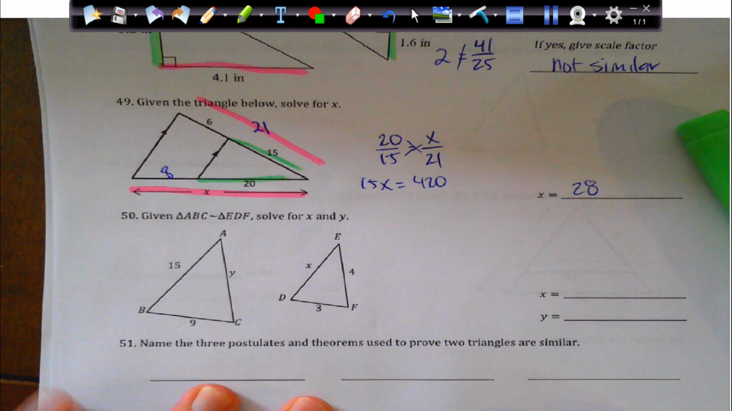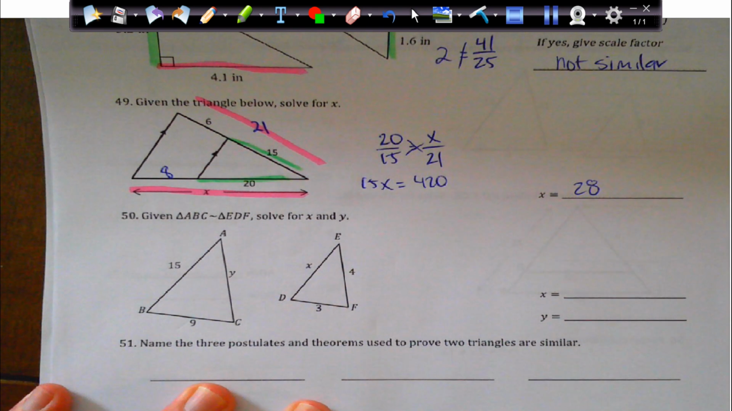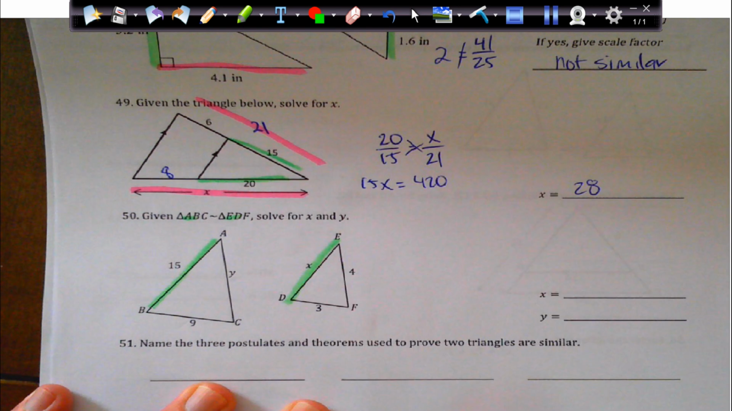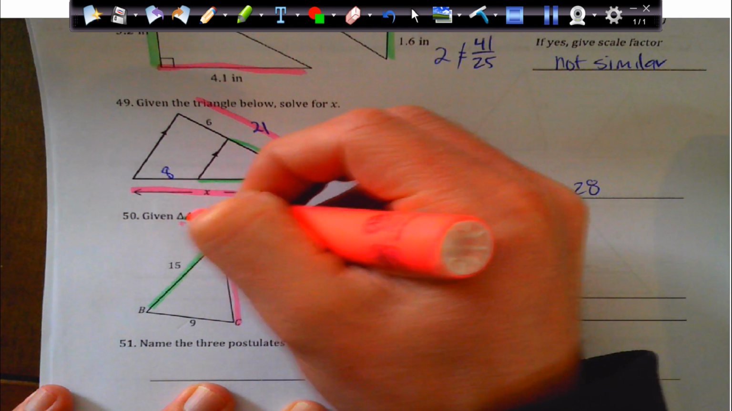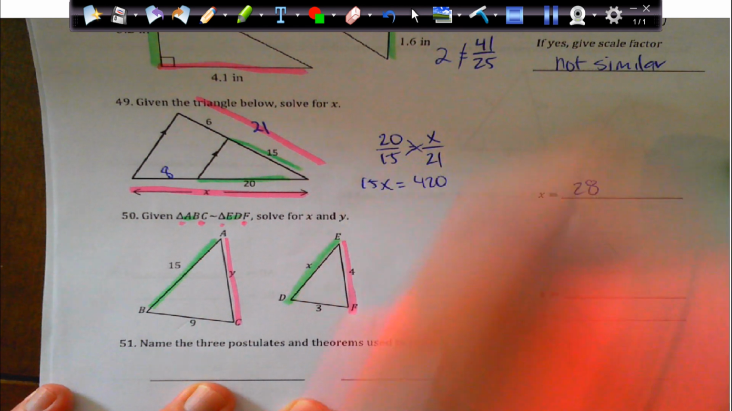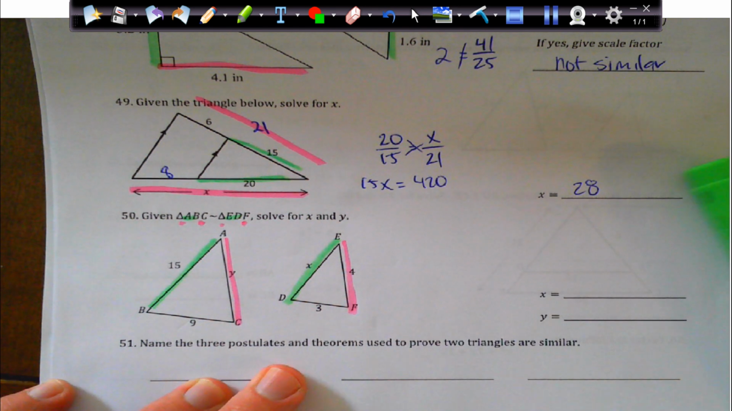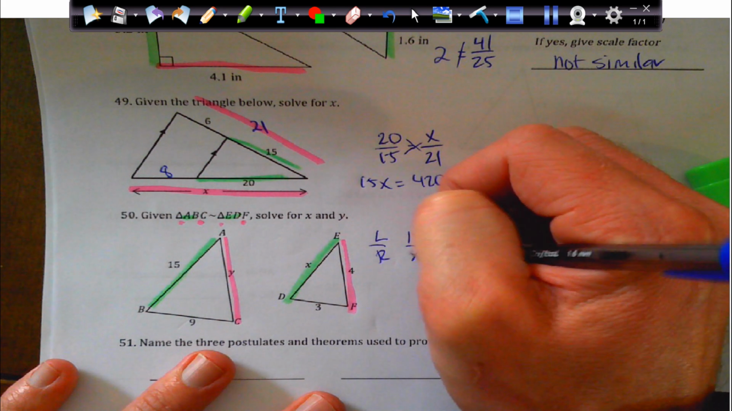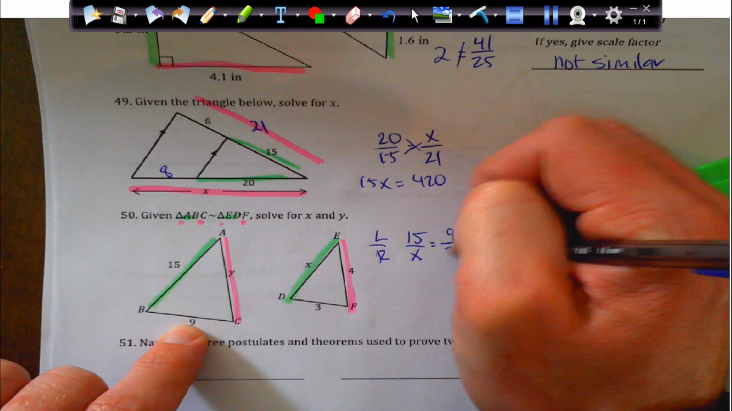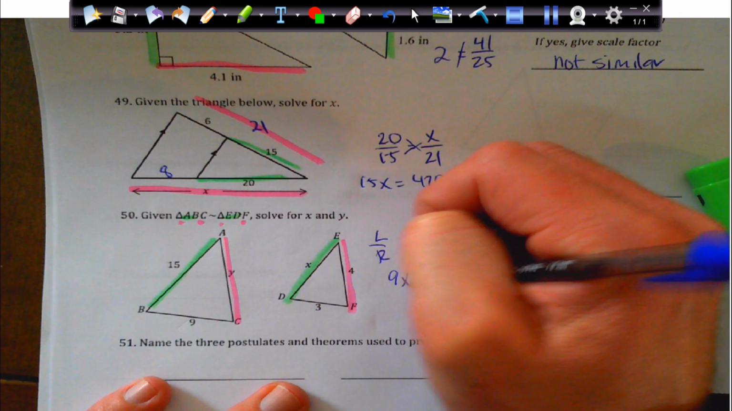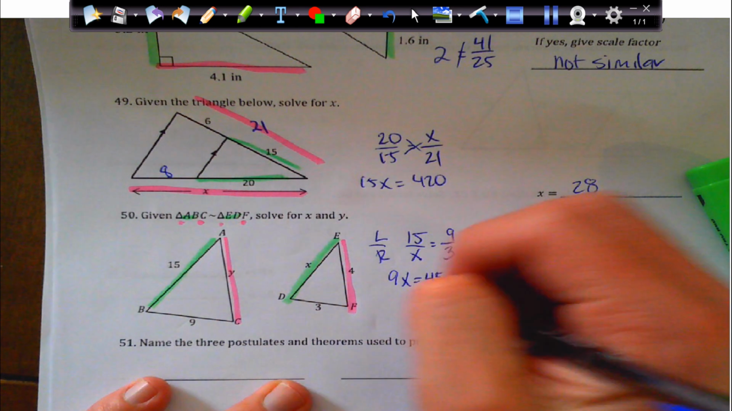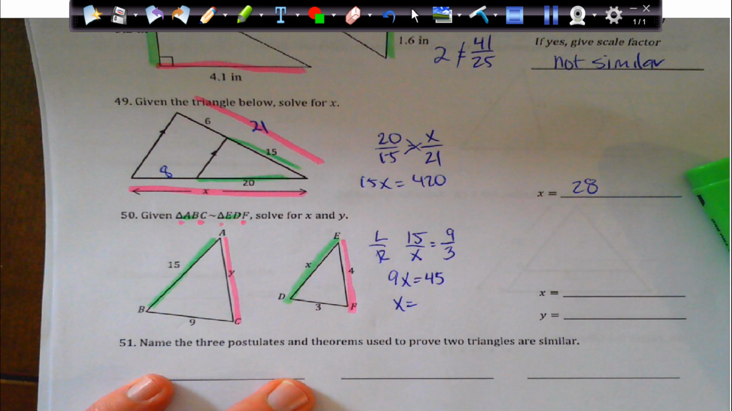Given that these are similar, so let's match up everything correctly. AB, which is the first two letters, matches up with ED, which is the first two letters. AC, which is the front and back letters, and EF. And then we have that final piece. So I'm going to go left to right on all these, so I get 15 over x equals, and I'm going to pick 9 over 3. Cross multiply gives me 9x equals 45, I believe, and divide that by 9, x equals 5.